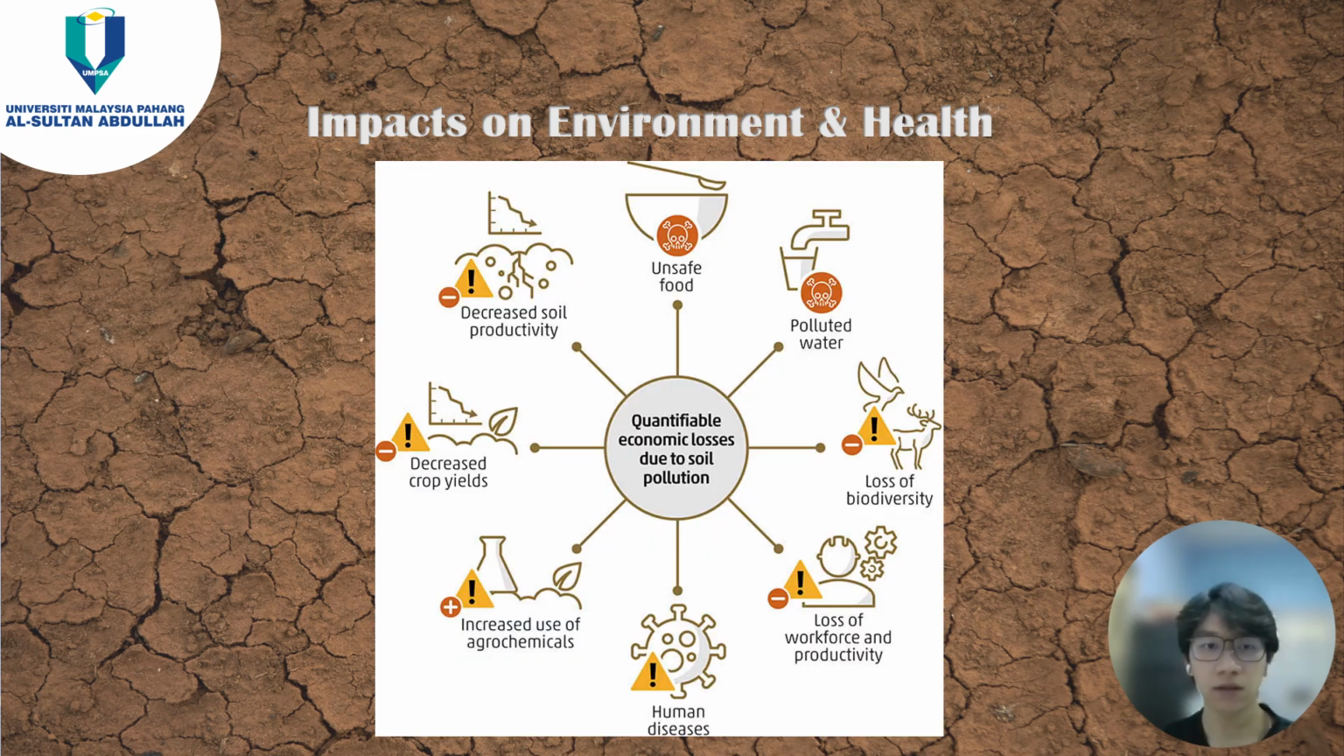We can look at this picture. This is the quantifiable economic losses due to soil pollution. Some of it include unsafe food, polluted water, loss of biodiversity, loss of workforce and productivity, human diseases, increased use of agrochemicals, decreased crop yields, and also decreased soil productivity.